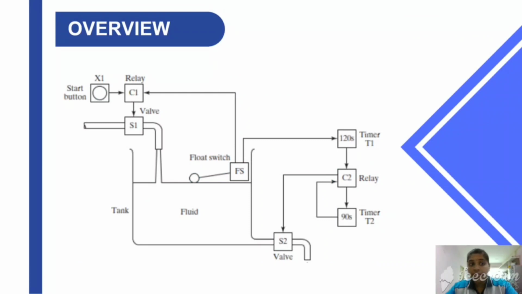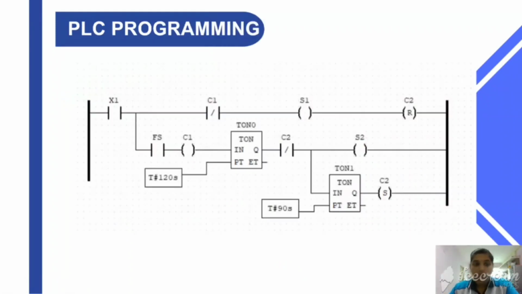Basically, this project is about the operation of a fluid storage tank. In this fluid storage tank, we have several components such as a start button. We have two relays, C1 and C2. Next are two valves, S1 and S2. Two timers, one for 120 seconds and one for 90 seconds, followed by a float switch. The detailed explanation regarding the operation will be explained by my teammate in his next presentation.